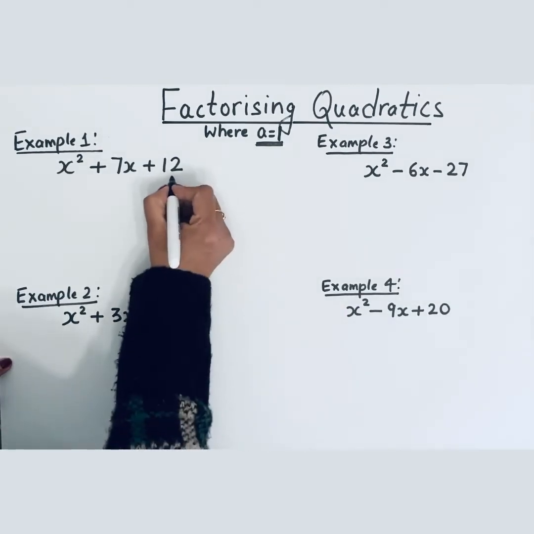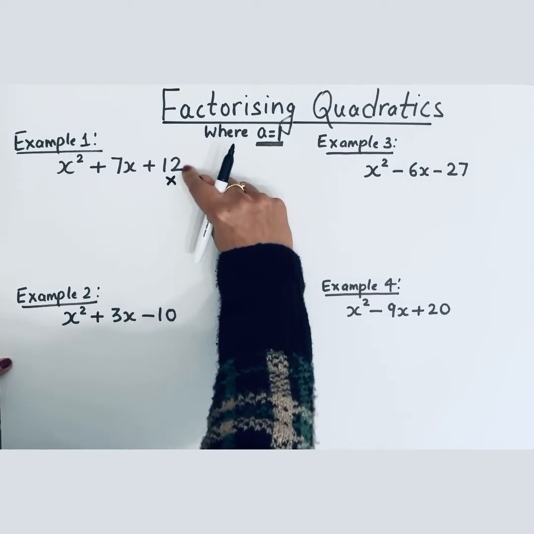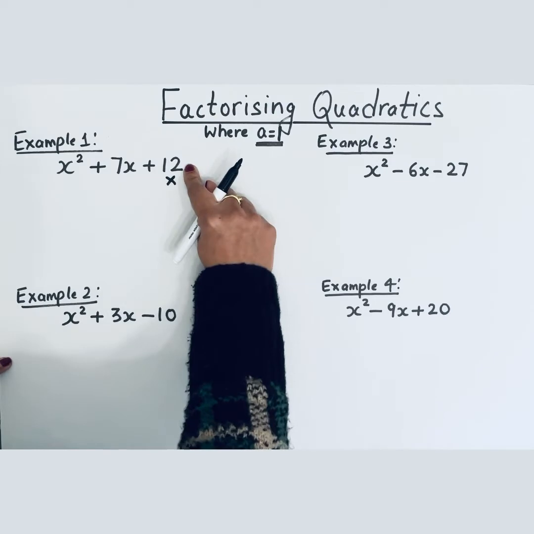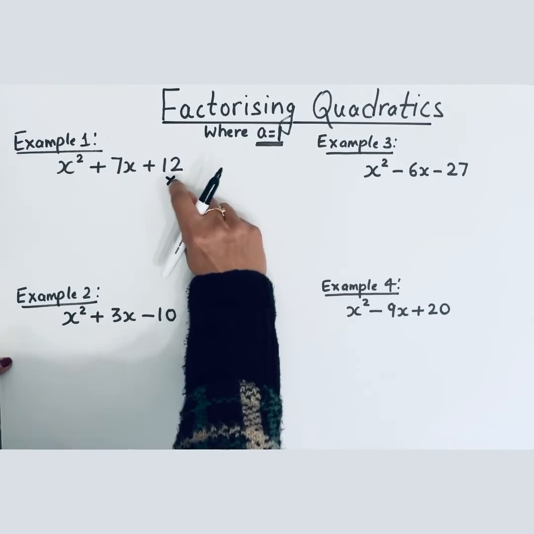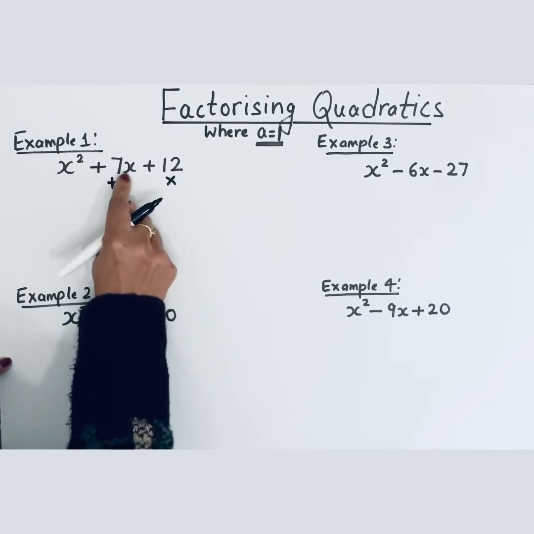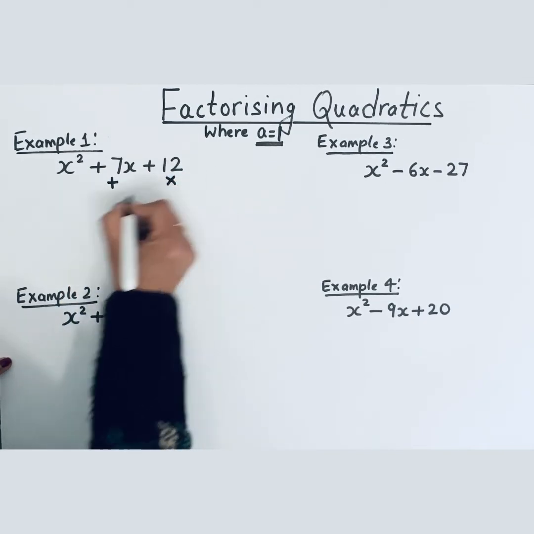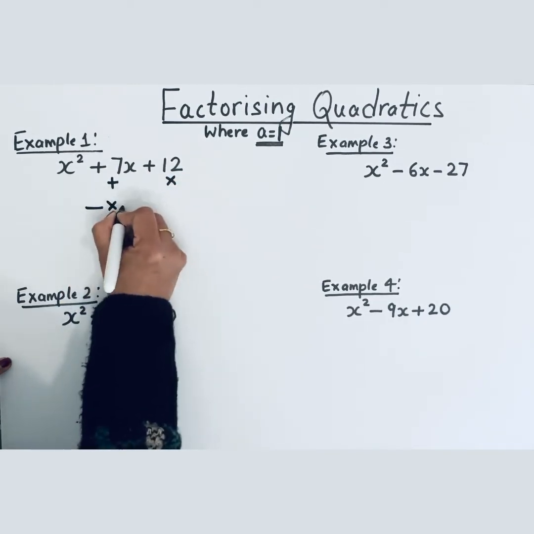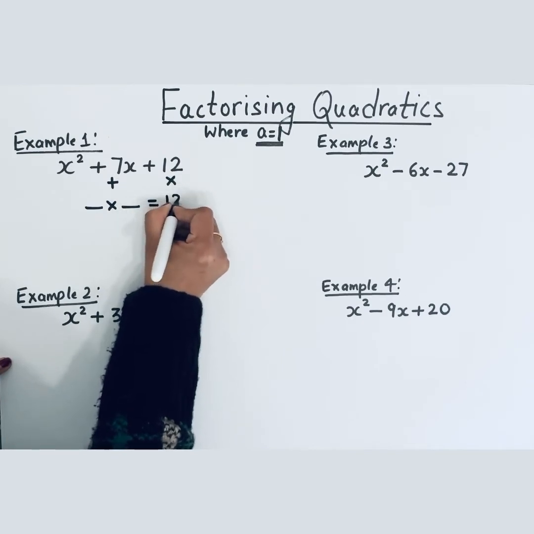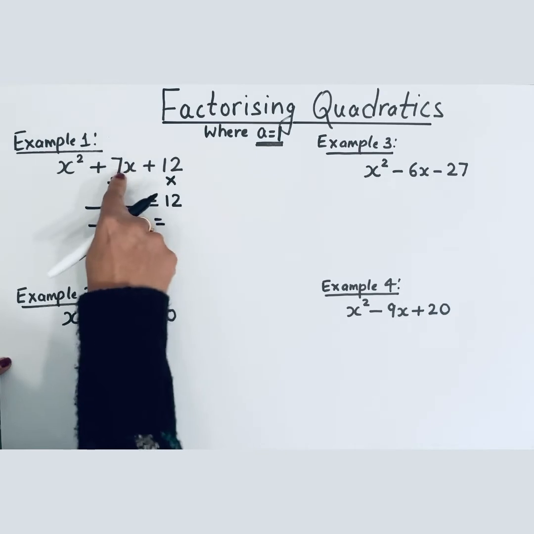So the method is we write times under the constant number. Constant is where you do not have a variable. So we write down x, we write down times under the constant number, and we write plus under the coefficient of x, which is 7 in our example. That means we are looking for two numbers that times to give 12. The same two numbers should add to give 7.